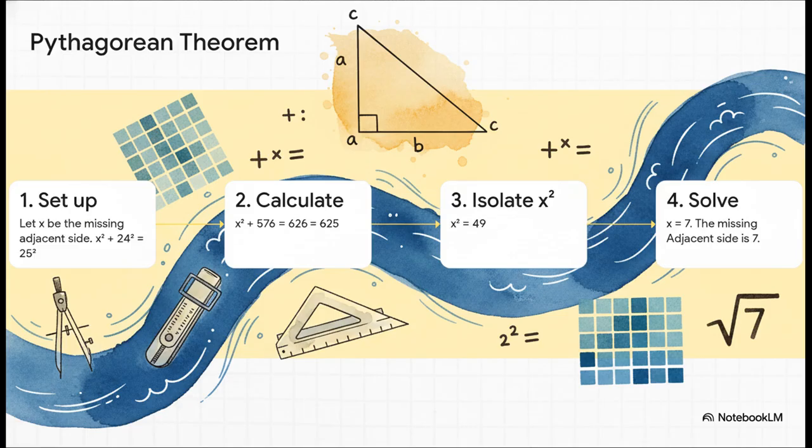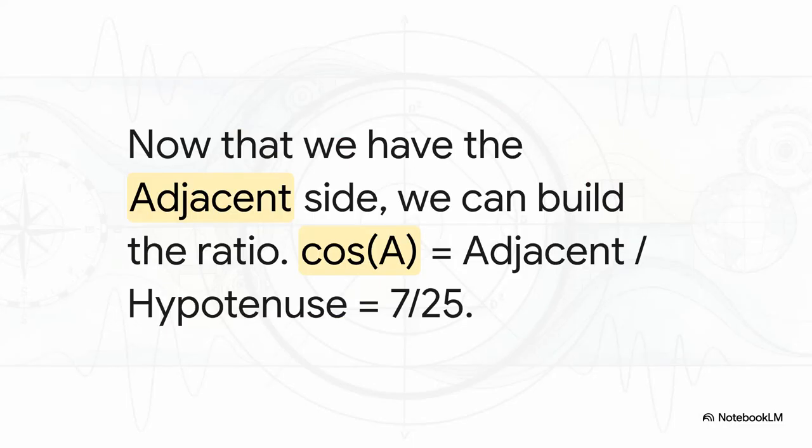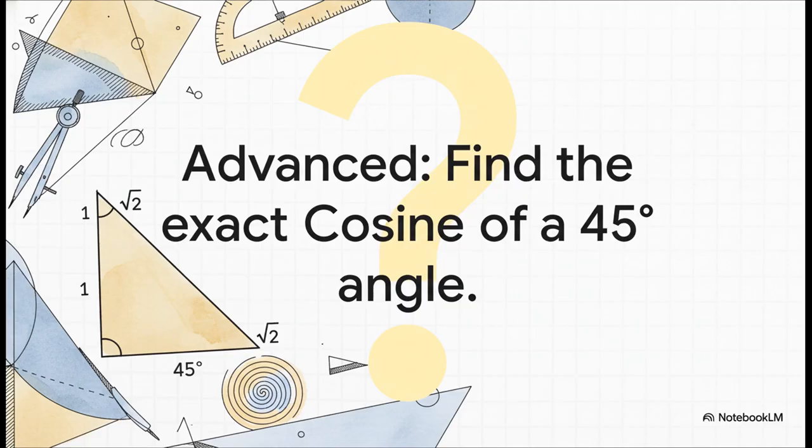That gives us a squared plus 576 equals 625. We subtract 576 from both sides, a squared equals 49. Take the square root, and boom, our missing adjacent side is 7. And now that we've found that missing piece of the puzzle, the rest is a piece of cake. The cosine of A is just adjacent over hypotenuse, which is 7 over 25. Problem solved.